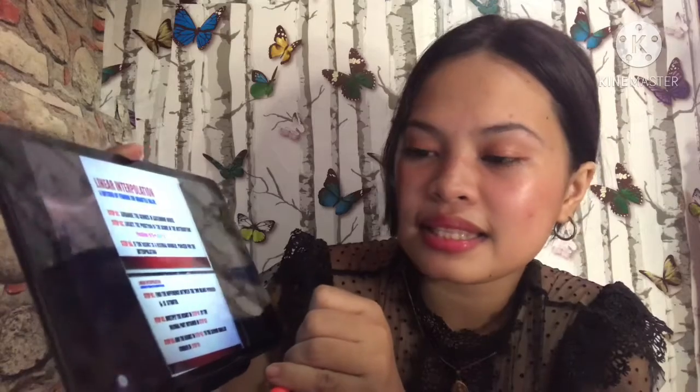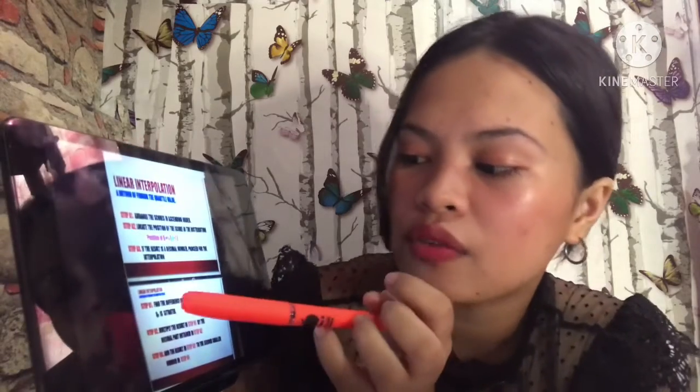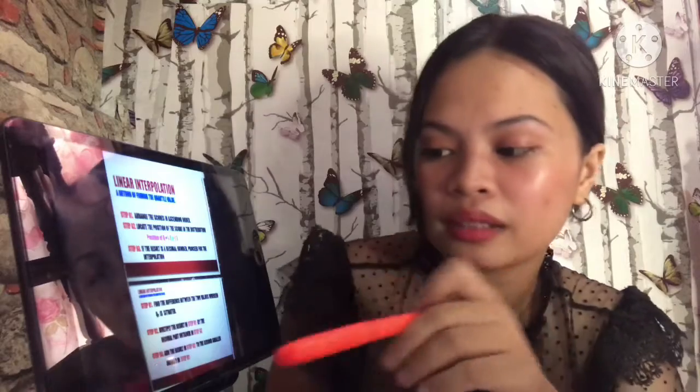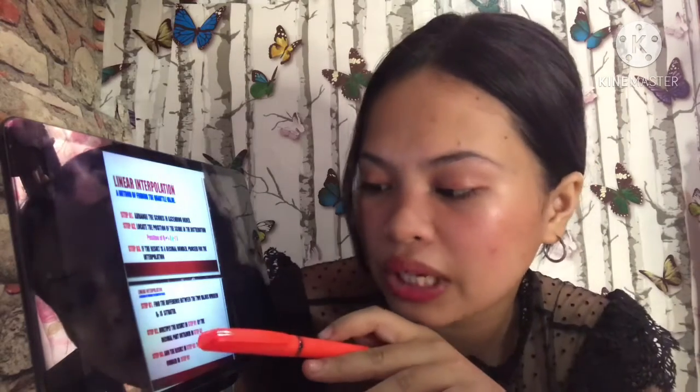Then next is step B1. Find the difference between the two values wherein quartile 1 is situated. Step B2, multiply the result in step B1 by the decimal part obtained in step A2. Then step B3, add the result in step B2 to the second smaller number in step B1.